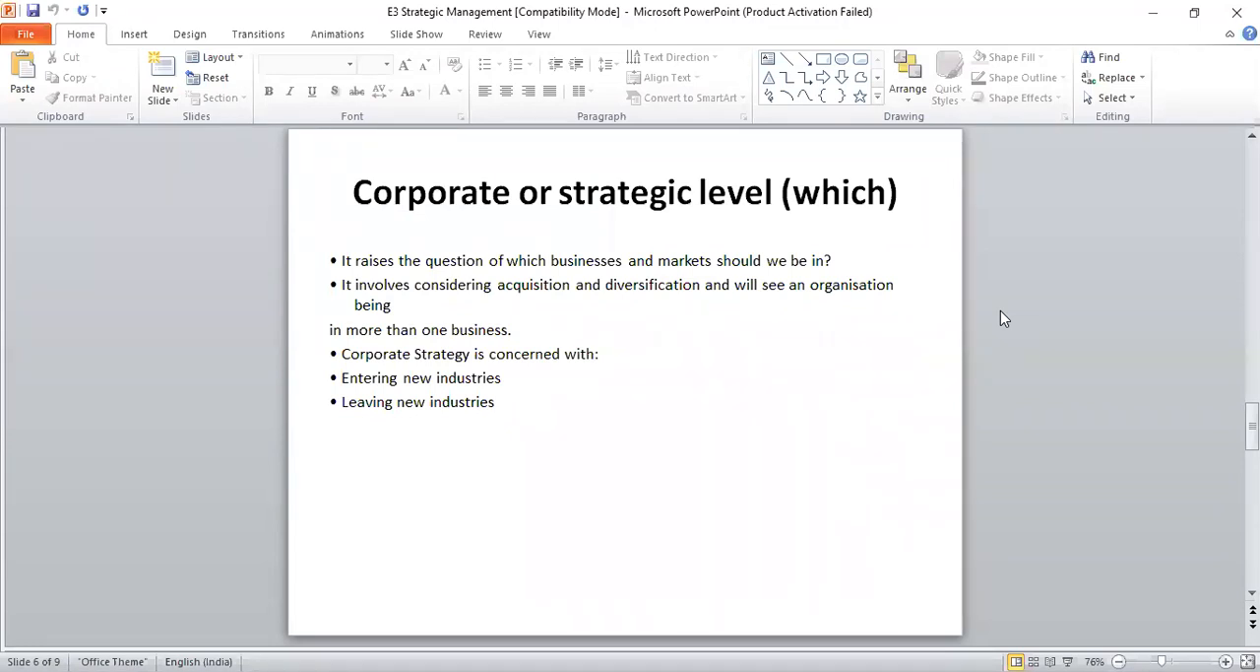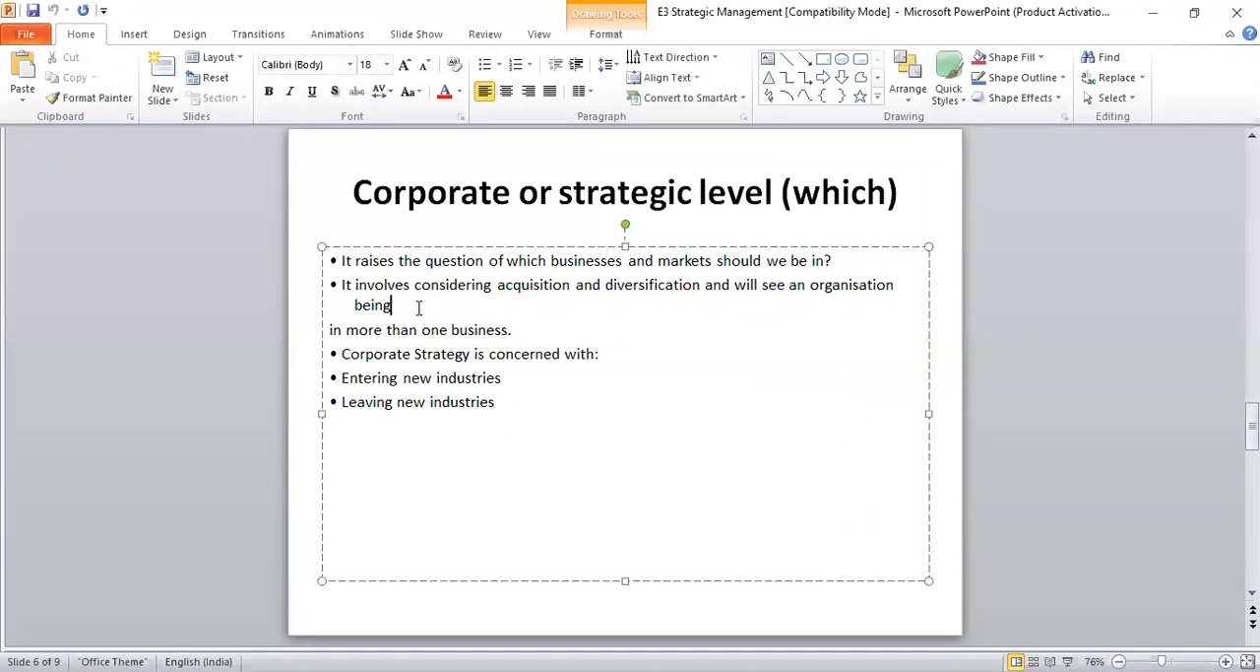It raises the question of which businesses and markets we should be in. It involves considering acquisition and diversification. So there are certain courses of action which are defined here, about what should be considered. Then it talks about corporate strategies concerned with entering new industries, leaving industries. So what are they basically focusing on? What do we understand about it?